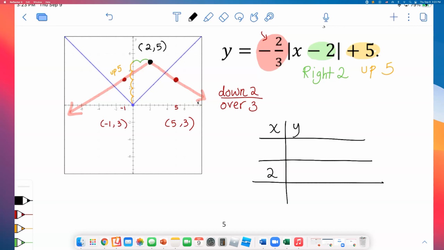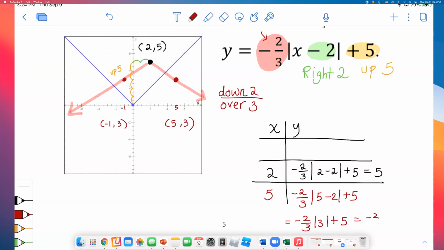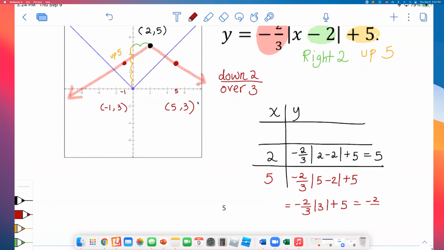How did I get 5 though? You can check it by plugging into the function. So if I plug in 2 into the function, which is negative 2 over 3 times absolute value of 2 minus 2 plus 5, if I evaluate that, I will get 5. Just like that, I can plug in some other points. What will happen if I plug in 5? I can go ahead and plug in 5 into the function. But listen, we can do this by hand. I know you can, but I do want to give you another tool though, okay?